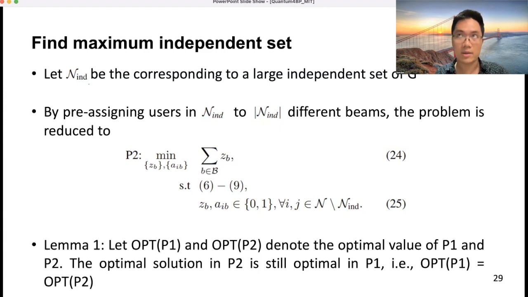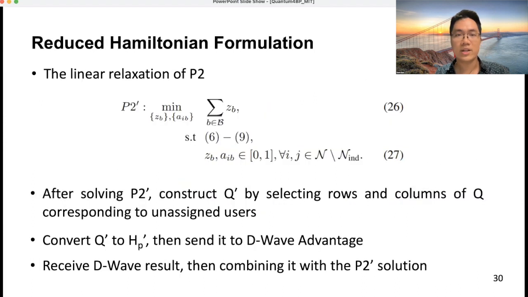This is a very important result because if we solve the linear relaxation of P2, which is P2 prime, then P2 prime can play as a very tight bound of P1. At the same time, after solving P2 prime, we can construct Q prime by selecting rows and columns of Q corresponding to unassigned users. Then we can convert Q prime into H prime and send it to the D-Wave Advantage. And after we receive the D-Wave result, we can combine it with the P2 prime solution to obtain the feasible solution of P1.